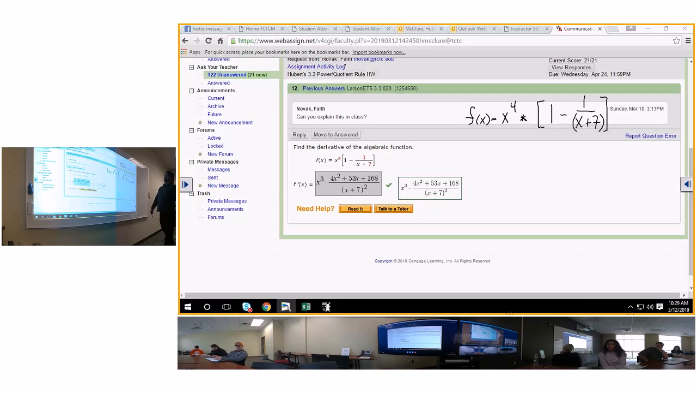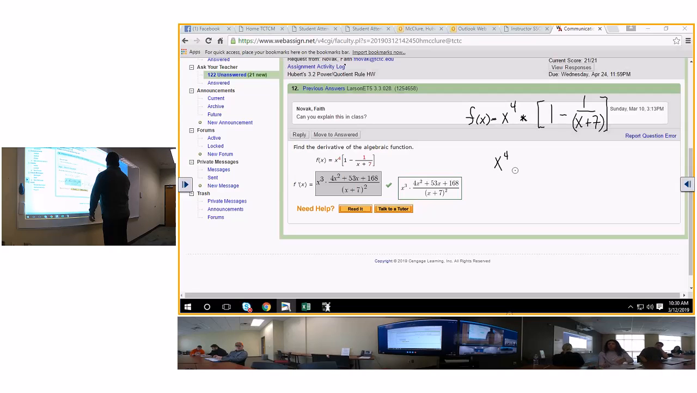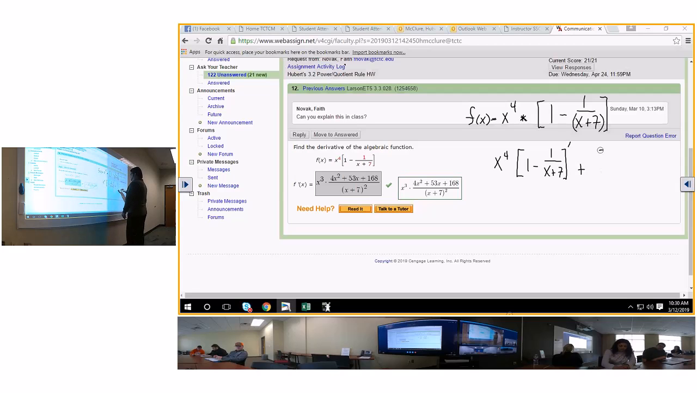So I want you to rewrite this: first times the derivative of the second plus the second times the derivative of the first. Now you don't have to take the derivative, I just want you to write it. First, and that's the product rule, first times the derivative of the second, so I'm going to write 1 minus 1 over x plus 7, and I'm going to put a little prime right there, plus the second, 1 minus 1 over x plus 7 times the derivative of the what? First. Times the derivative of the first, which would be x to the 4th prime.